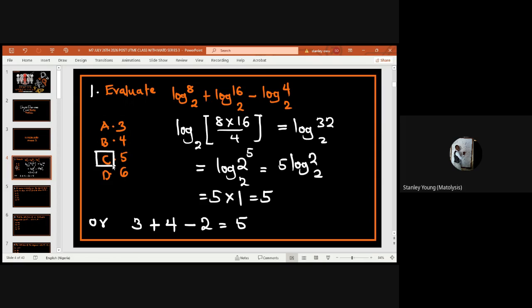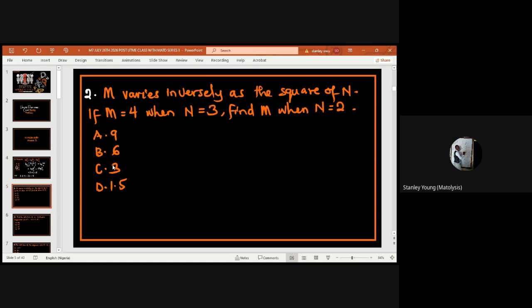Next question. Feel free to pause this video and solve this yourself. It's a question on variation. So this says m varies inversely as the square of n. We interpret this as m varies, and since it is inverse, you have to put it under the square of n, written as this. What does that imply?